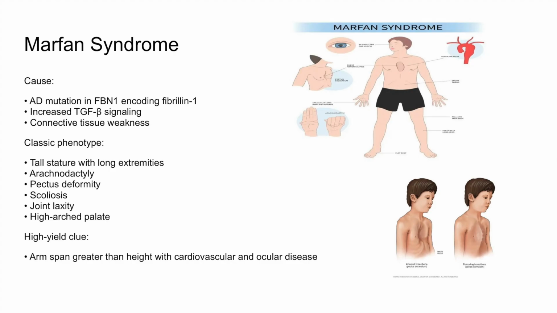Marfan syndrome is an autosomal dominant connective tissue disorder caused by mutations in FBN1, which encodes fibrillin 1. Abnormal fibrillin weakens connective tissue and increases TGF-beta signaling, and so the classic patient is tall and thin with disproportionately long extremities, arachnodactyly, pectus deformity, scoliosis, joint laxity, and high arched palate. One useful clue is an arm span greater than height, especially when skeletal findings occur with cardiovascular or ocular disease. So the diagnosis is not based on body habitus alone because several disorders can produce a Marfanoid appearance.